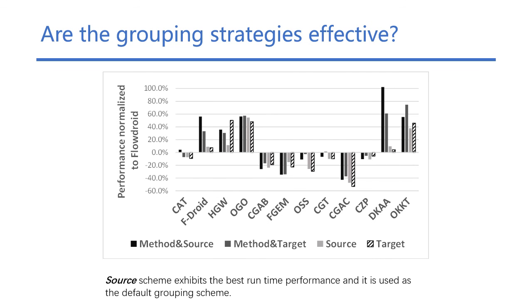The method scheme cannot analyze most of the benchmarks. We do not display it. For the DKAA app, the method and source policy slows down more than 100%. The source scheme exhibits the best runtime performance, and it is used as the default grouping scheme.